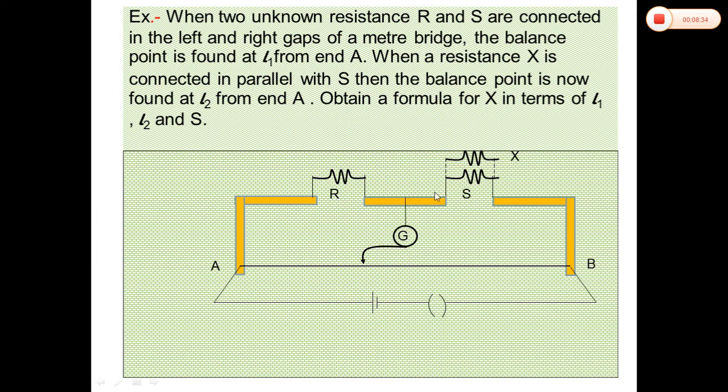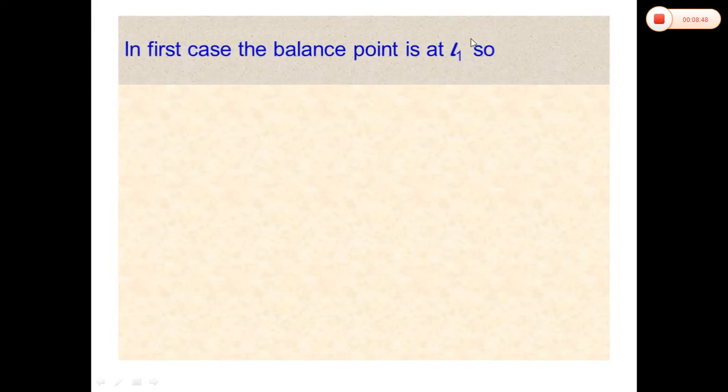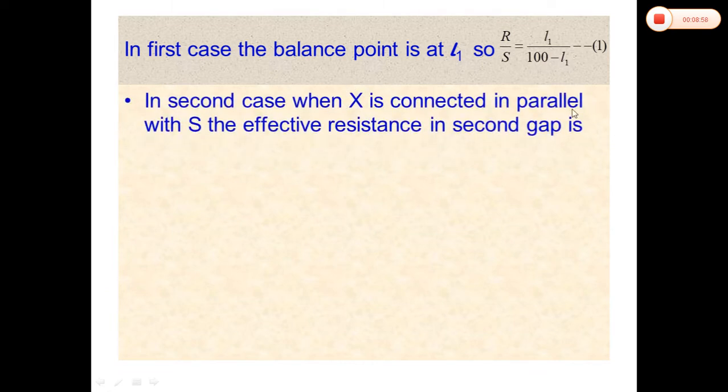Students, here R and S are the resistances in the two gaps, and the balancing length is at L1. So apply here the condition of meter bridge. The balancing length is at L1, so R by S is equal to L1 upon 100 minus L1. In the second case, when X is connected in parallel with S, the effective resistance in the second gap S1 is equal to S into X divided by S plus X. This is equation number 2.